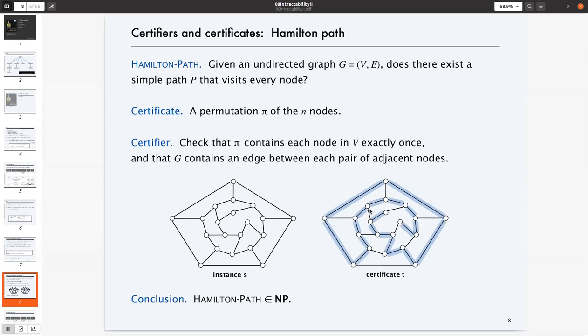So we have the problem that we have an undirected graph and you want to find if there exists a Hamiltonian path or not. So what should be the certificate for this problem?